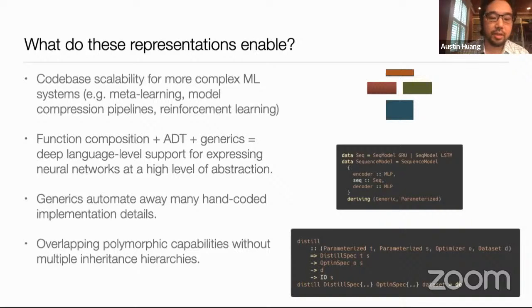And as I mentioned, generics work really nicely in the way we work with parameter data here, and finally, the use of type classes. These are all pretty standard Haskell stuff, but it becomes really useful in machine learning to be able to have overlapping capabilities without squeezing everything into one particular inheritance hierarchy.